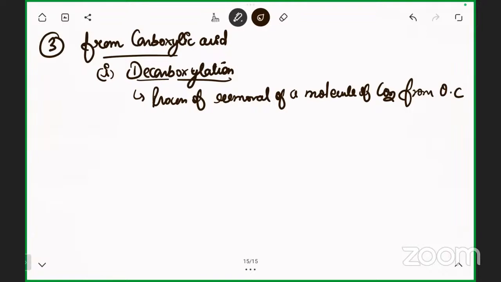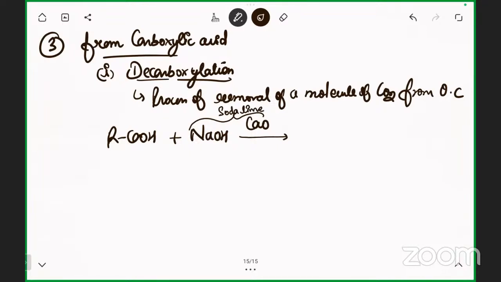How does it occur? Let's see. In decarboxylation, we take a carboxylic acid, RCOOH, and react it with sodium hydroxide in the presence of CaO. The mixture of CaO and NaOH is known as soda lime. When this soda lime reacts at 630 Kelvin, it forms alkane RH plus Na2CO3.